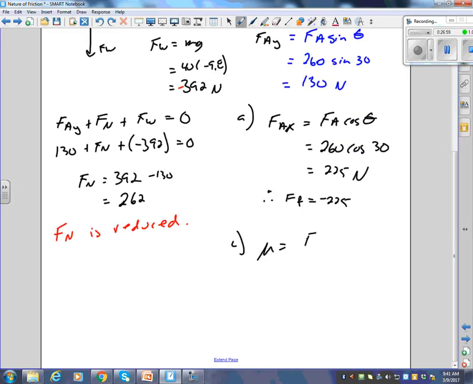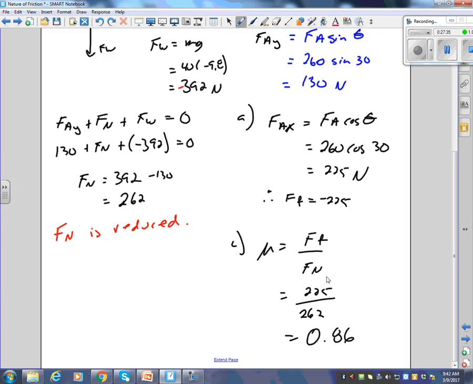Mu equals FF over Fn. So 225. There is no negative in this here. It's just a ratio. 225 over 262. And you get 0.86. What are the units? What are the units for mu? There is none. Exactly. How come? Because it's a force over a force, newtons over newtons, right?